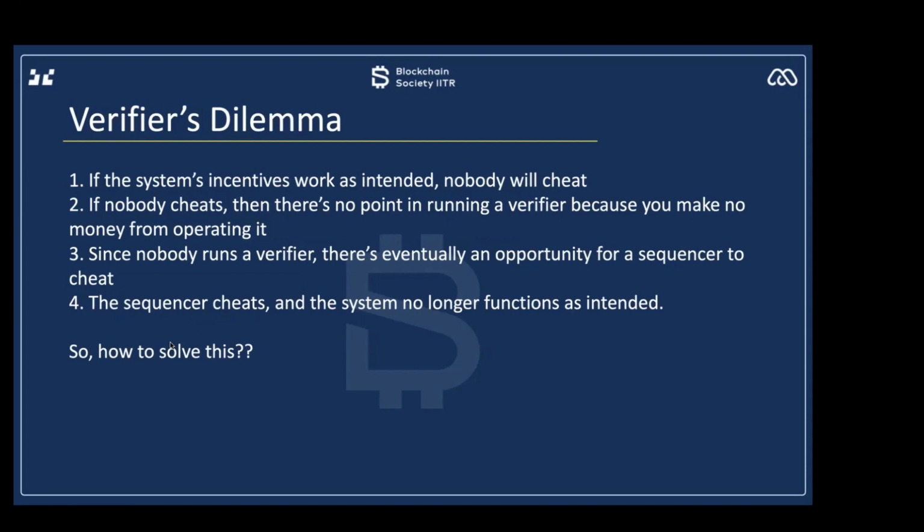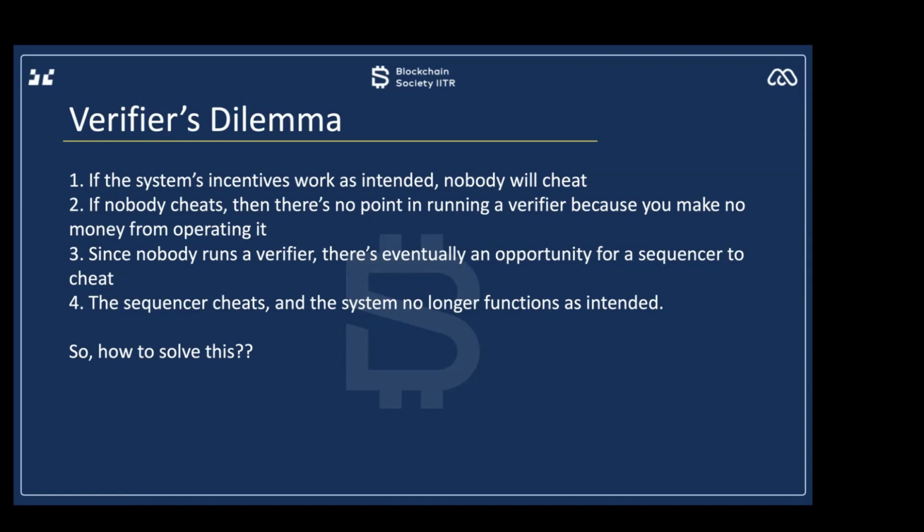Yeah, so here is a dilemma. We discussed that we want all the transactions that happen on layer 2 to be correct, so whatever state the sequencer produces, we want that to be correct. Step one: if the system incentives work as intended, meaning all things are going as per the plan, then nobody is cheating. If nobody is cheating in the system, then there is no point in running the verifier, because if someone runs a verifier and raises an issue, there is no problem in the system.